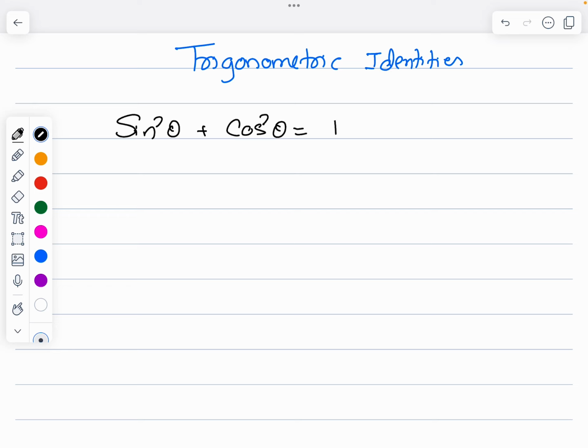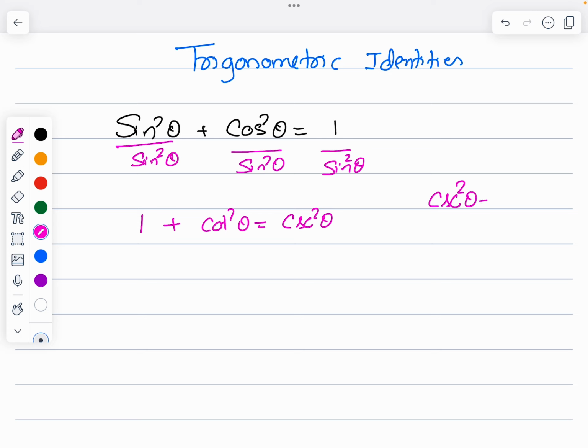Then divide this one both sides by sin square theta. If I divide both sides by sin square theta, what do I get? 1 plus cotangent square theta equals cosecant square theta. So the second identity is cosecant square theta minus cotangent square theta equals 1.